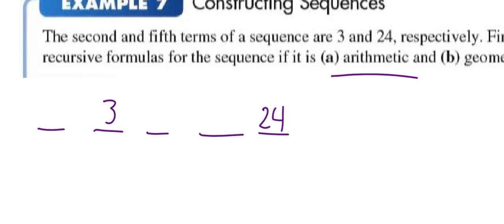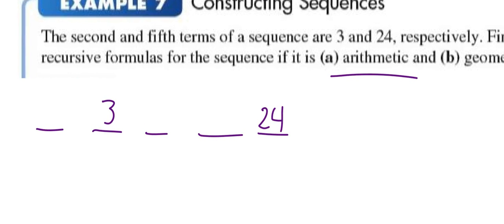Okay, don't be one of those people at the parties that says arithmetic. That's a noun, right? This is an arithmetic sequence. Arithmetic would be an adjective. Yes, I know a few things.